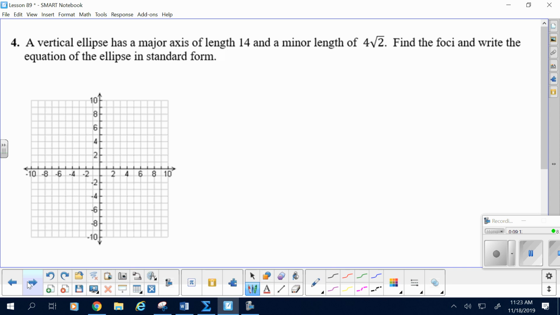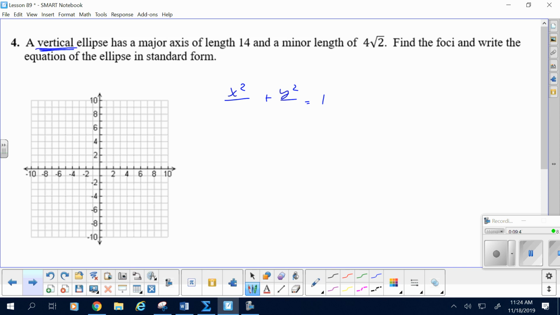All right. A vertical, this is going to have a little bit more ugliness, but it's still the same idea. A vertical ellipse has a major axis of length 14 and a minor axis of length 4 root 2. Find the foci, write the equation of the ellipse. You could either write the equation first or write the foci first, but let's graph first. What do I know? What points can I put down? On 7 and -7. Is that x or y?